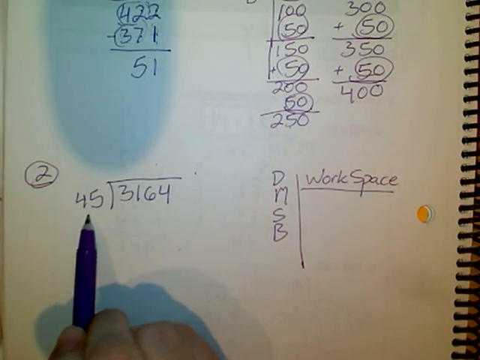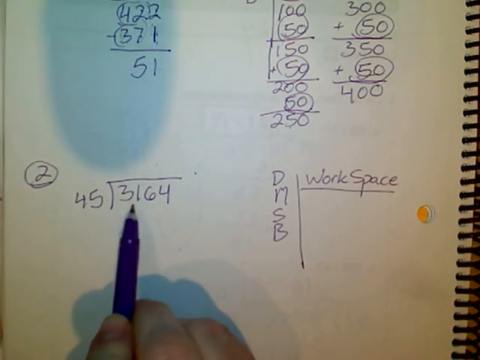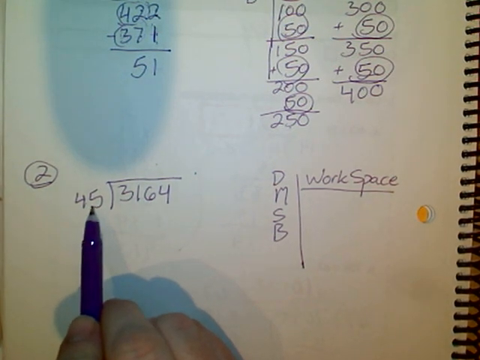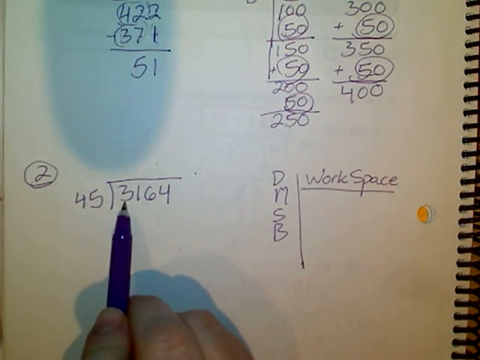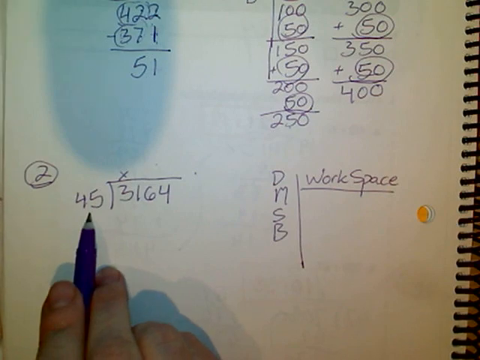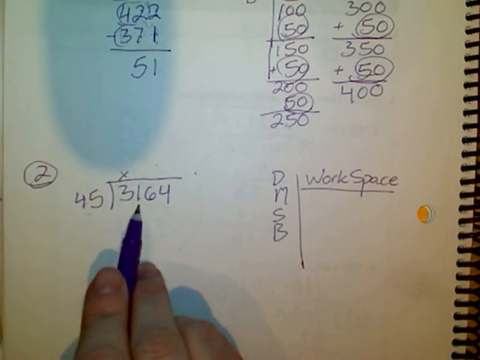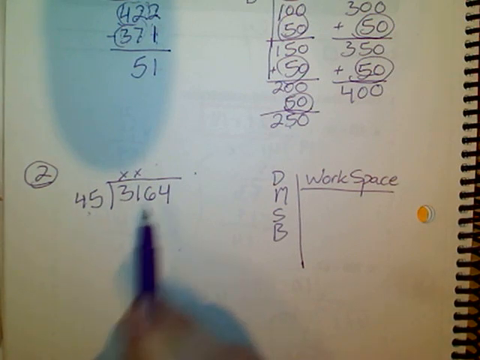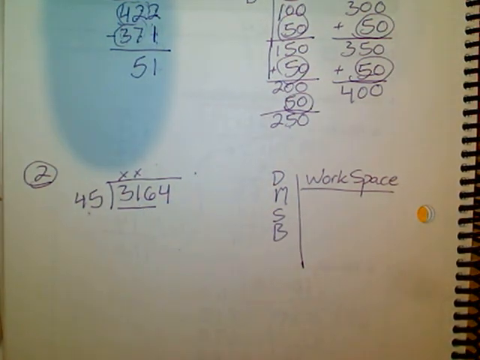Alrighty, so start from the beginning. Remember, if you need to, pretend this is a bunch of apples and you need to put them in groups of 45. So can you get a group of 45 out of 3? No. Can you get a group of 45 out of 31? No. Can you get a group of 45 out of 316? Yeah, you can get many groups.